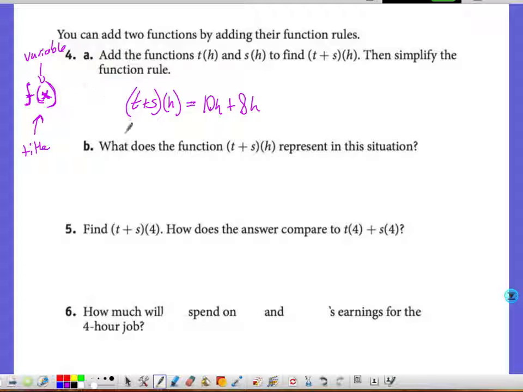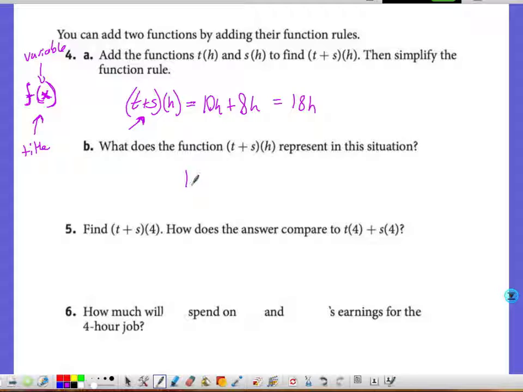Now, when you add two functions together, here's the title right here. The title in mathematics gives us a lot of information. We're adding the function t plus the function s together, which is where these two things came from. And then h tells me what the variable is. So if I add these together, I just combine like terms. 10h plus 8h is 18h.